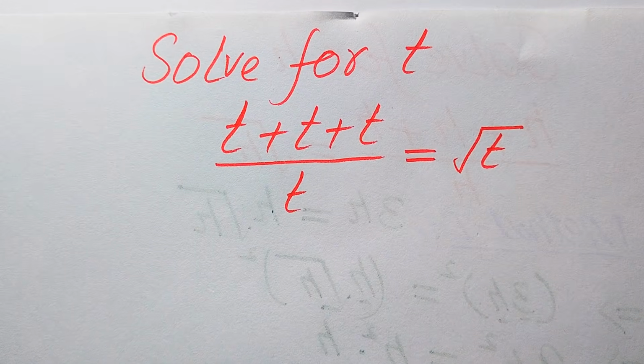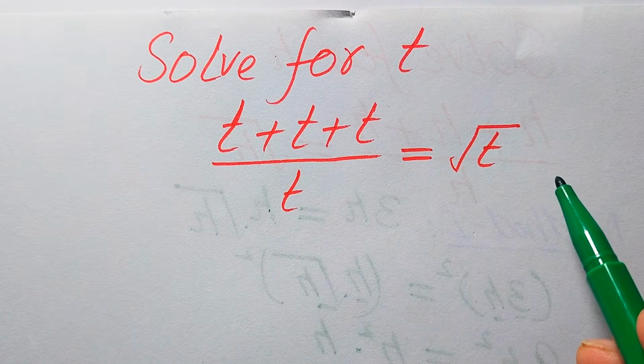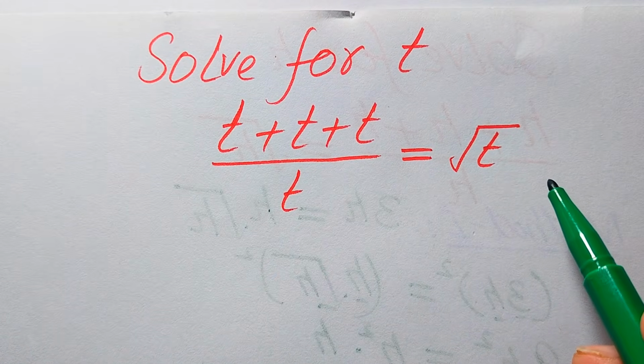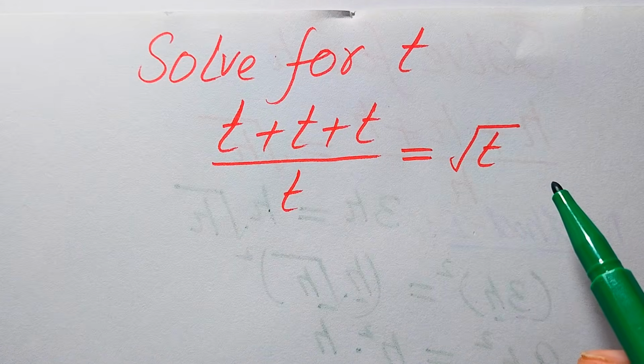So here we have t plus t plus t divided by t is equal to the square root of t, and we solve this problem for all the values of t. First we need to find all the roots of this equation, and at the last we will verify which of the roots are solutions and which of the roots are extraneous roots. Further, we solve this problem by two methods.